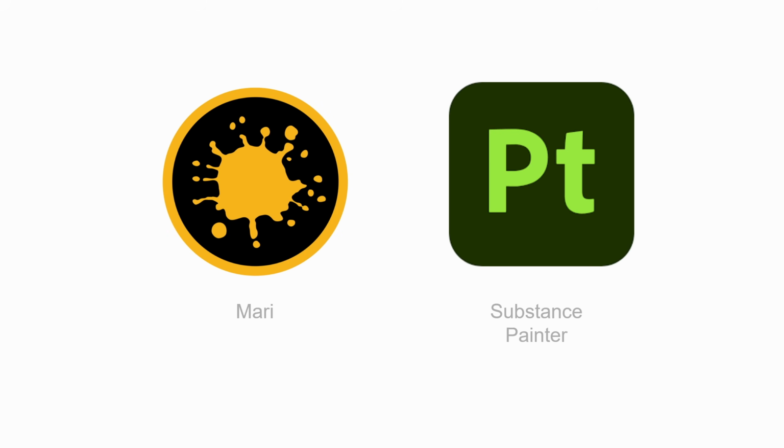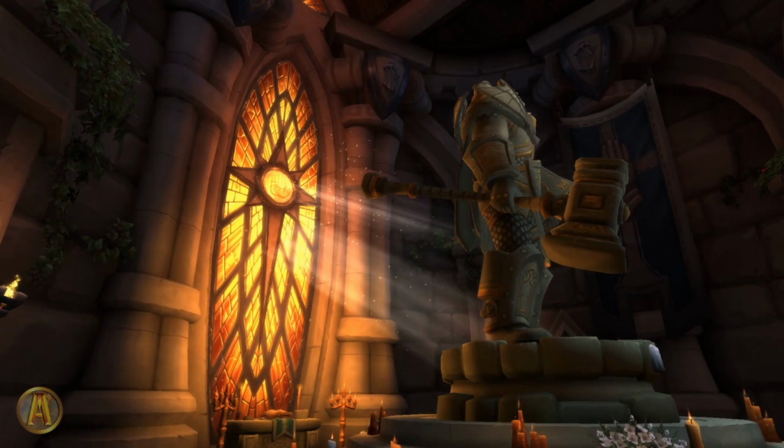Mari had a firm grip monopoly on texturing for film due to its unique ability to paint across UDIMs, which I'll talk about in a moment. Substance Painter, on the other hand, was more commonly used for video games, but nowadays Substance Painter's features have caught up to Mari, so now really we have two dominant software packages. But there's more to texturing than just realism.